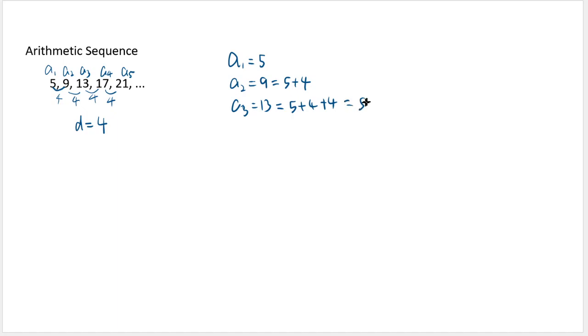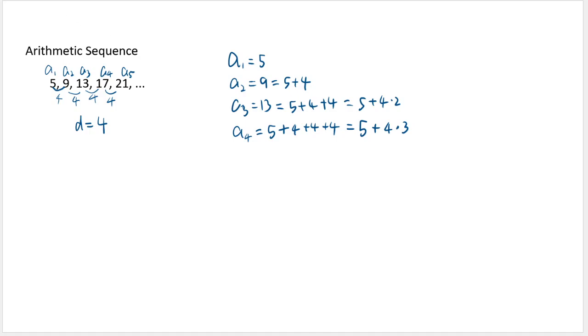And this is 5 plus 4 times 2. And then if you do one more, a4 would be like you start from 5, but this time 4 is added 3 times. And so you can write it like 5 plus 4 times 3.